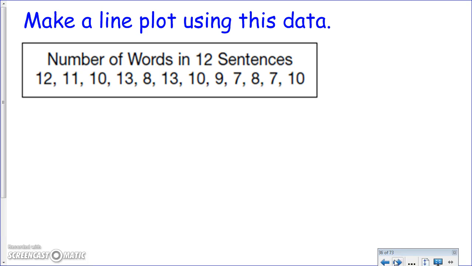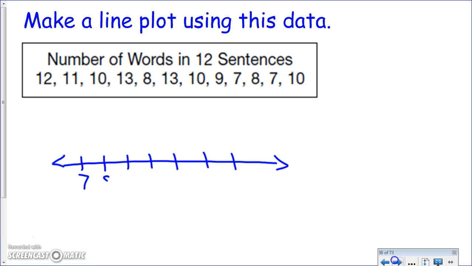Now we're going to make a line plot using this data, so you're going to need to find some extra space either in your math notebook or on the bottom of the worksheet to do this. So to do a line plot, we look first at the range of data, which, as we looked at our chart, goes from 7 to 13. So we're going to draw a number line and number it from 7 to 13. Next, we're going to put a little X over the number each time that data point shows up.